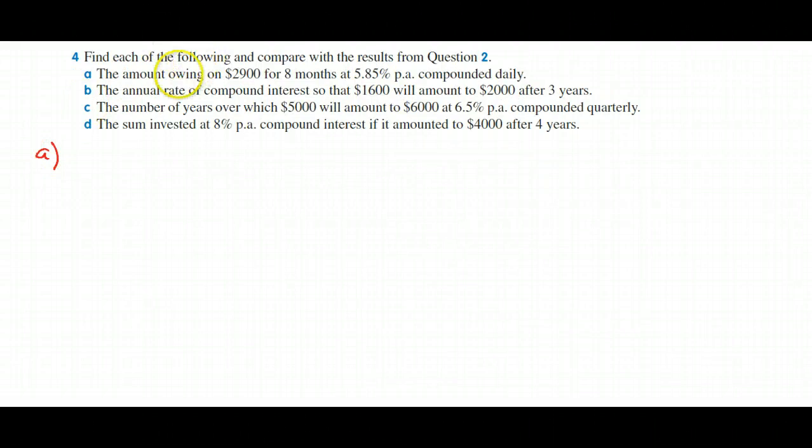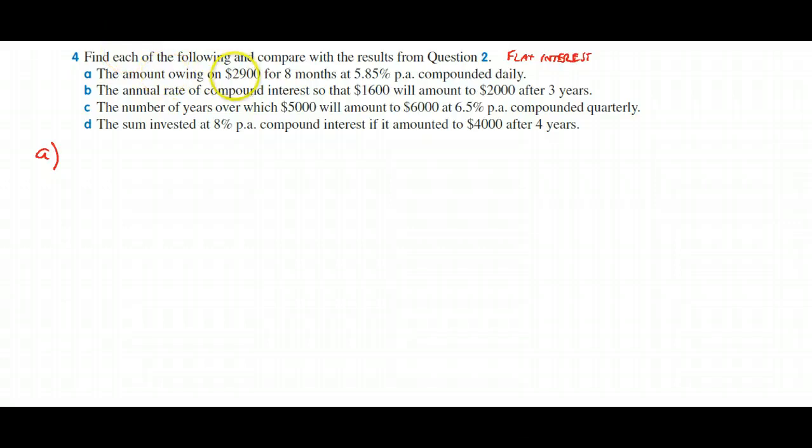Okay, in question 4, we've got a series of investments, and we have to work out how much money we end up with for each investment, and then compare the results with question 2, where we had flat interest investments. So these investments are compound interest investments. We're going to compare them.